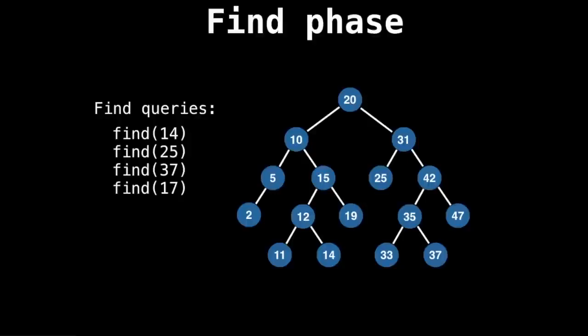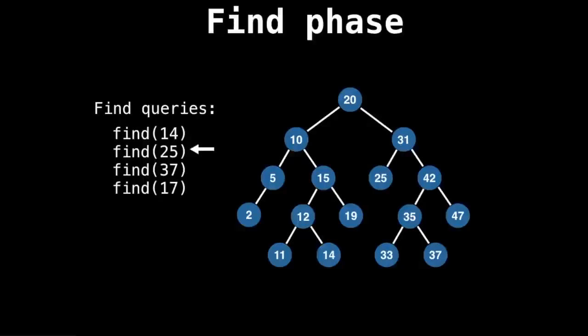So suppose we have 4 find queries: find 14, 25, 37, and 17. And that's our binary search tree there on the right. So if we're trying to find 14, as usual, we need to start at the root, and 14 is less than the root, so go left. 14 is greater than 10, so go right. 14 is less than 15, go left. 14 is greater than 12, so go right again. And now we have found the value that we are looking for.